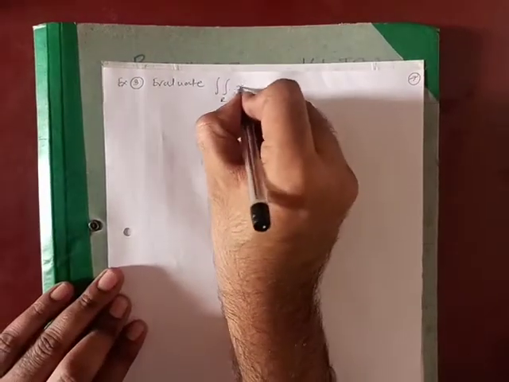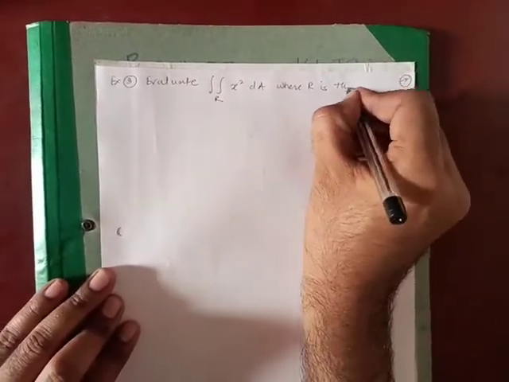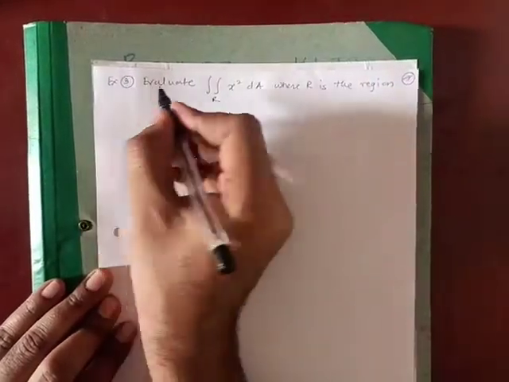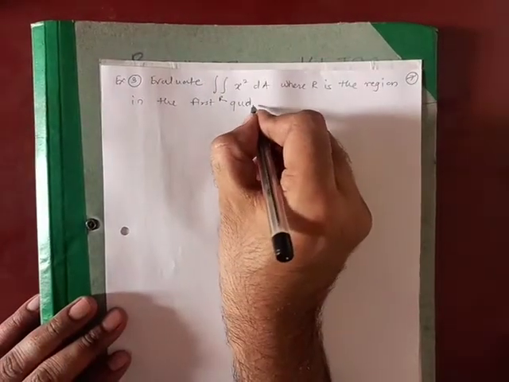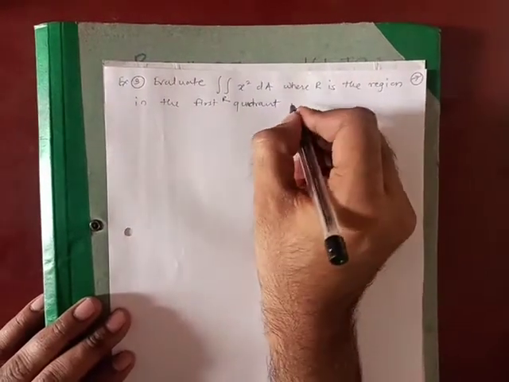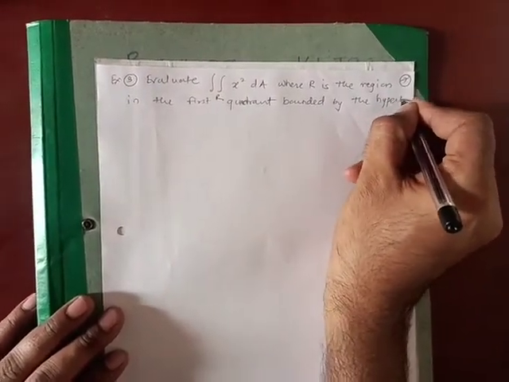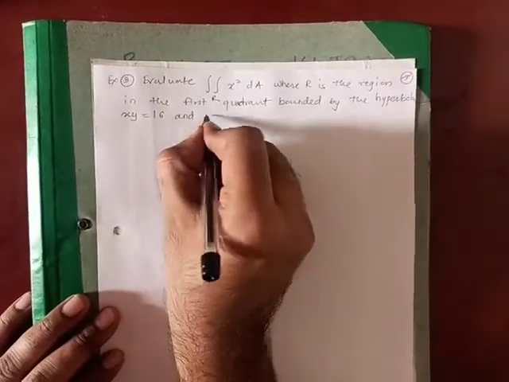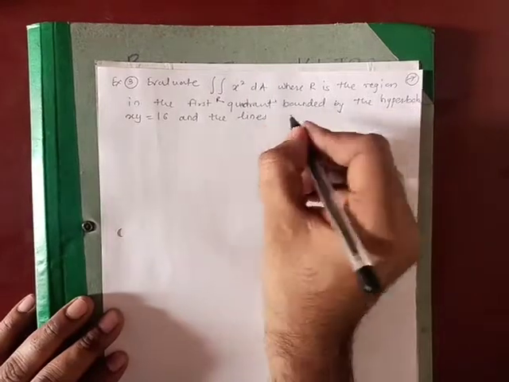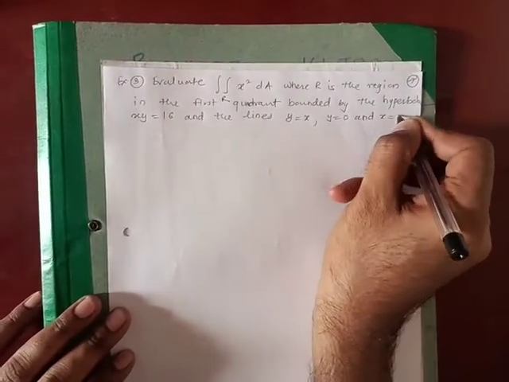Evaluate the double integral over R of the function x square dA, where R is the region in the first quadrant bounded by the hyperbola xy equal to 16 and the lines y is equal to x, y is equal to 0 and x is equal to 8.